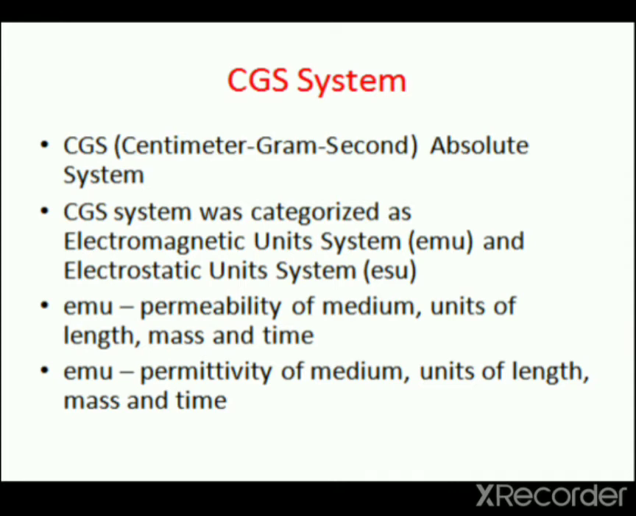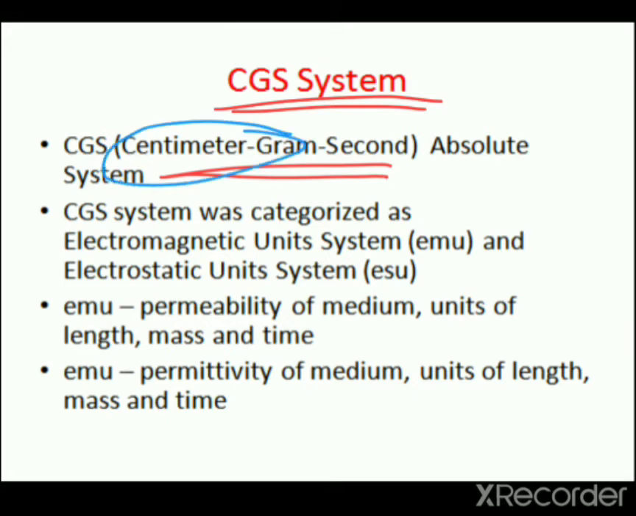In the meantime, the British Association for the Advancement of Science introduced the CGS absolute system of units. Here, what is CGS? CGS means centimeter gram second, in which centimeter and gram were the fundamental units of length and mass, and which was used all over the world.